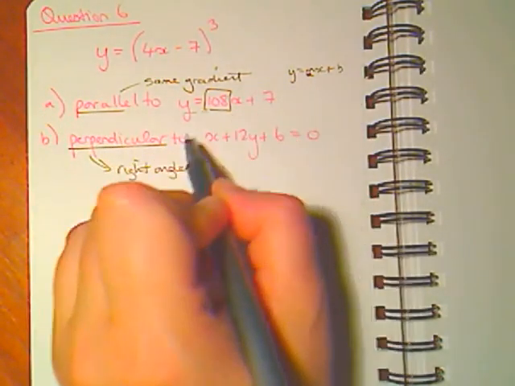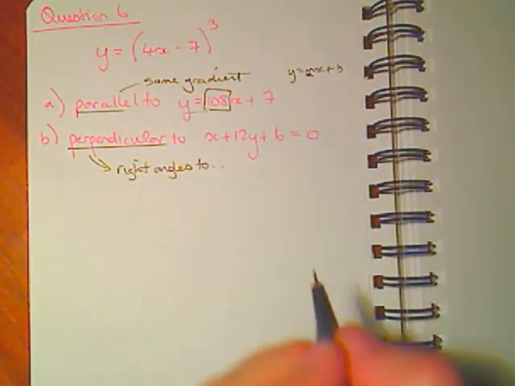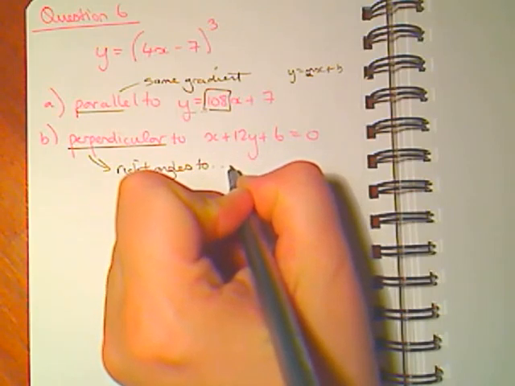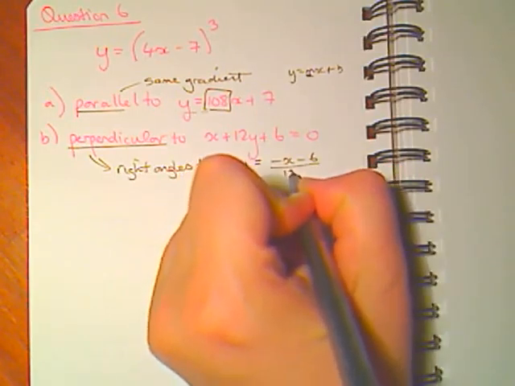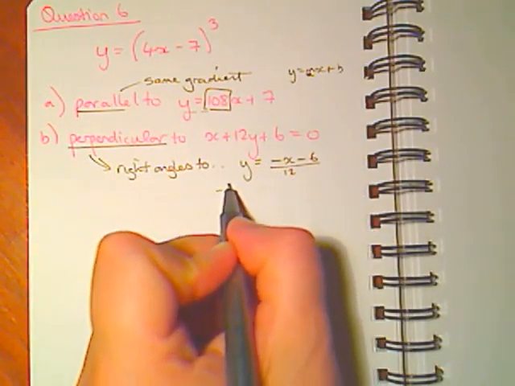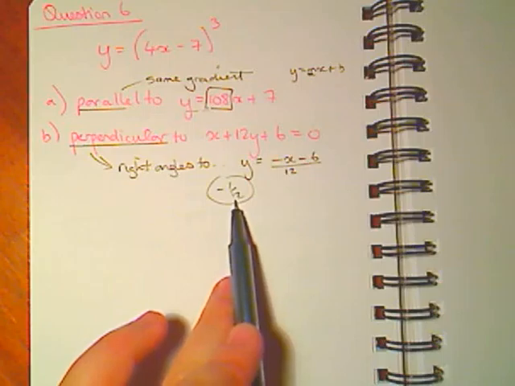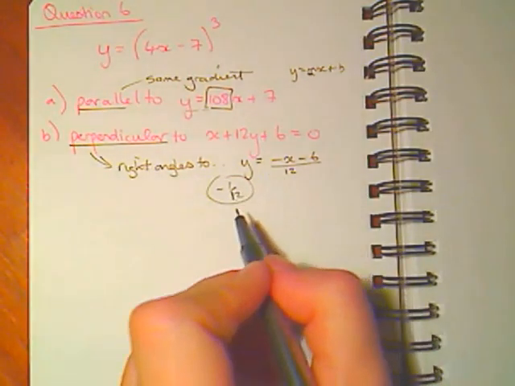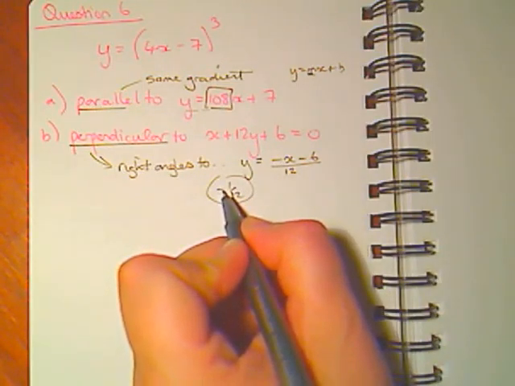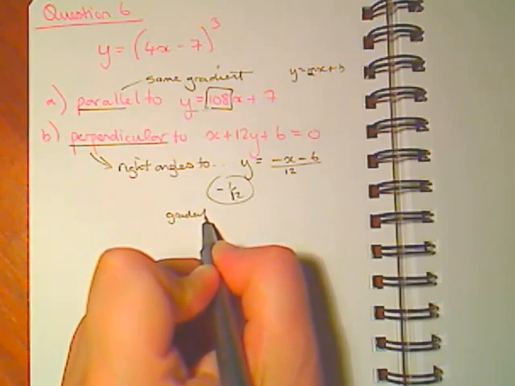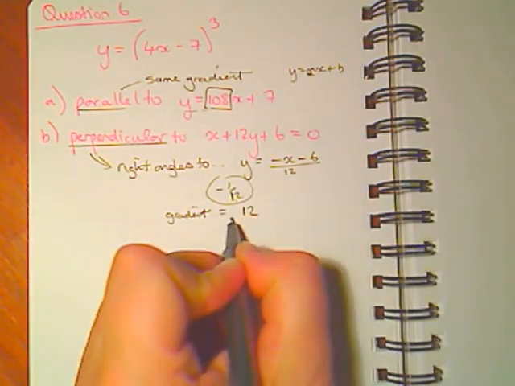Perpendicular to this particular line, you may need to rearrange this so you can read the gradient straight off a linear function, so I'll do that as well. So I want to rearrange this to get y equals minus x minus 6 divided by 12. So I can see here that the gradient of this line is minus 1/12. Perpendicular to this minus 1/12 will actually mean what we want is the negative reciprocal. Negative means we change the sign, and reciprocal means flip it upside down. So for this one, I'm going to have the gradient of 12.